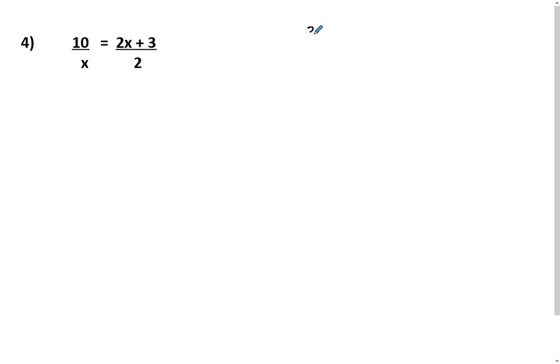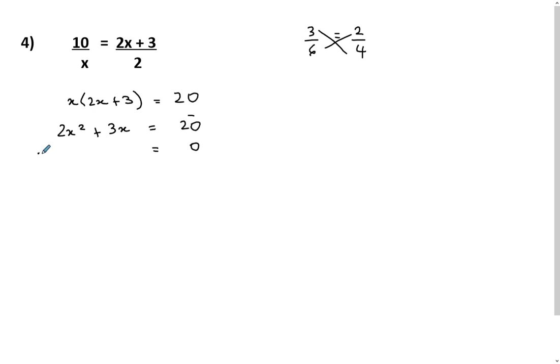So again, this looks like 3/6 equals 2/4, and we're just going to cross multiply. So you've got x times 2x plus 3 equals 10 times 2, which is 20. And expanding, you've got 2x squared plus 3x equals 20, minus the 20 to make that side 0, and you've got 2x squared plus 3x minus 20. And it's a shame that they can't all be divided by 2.